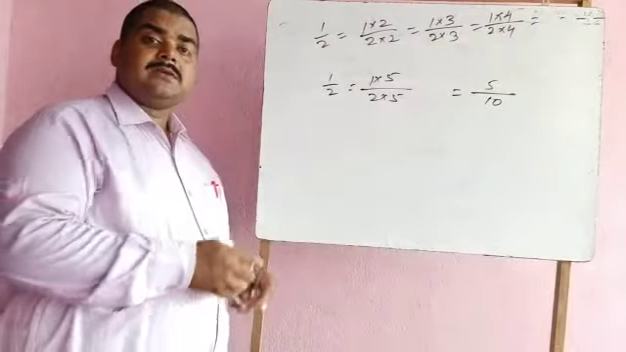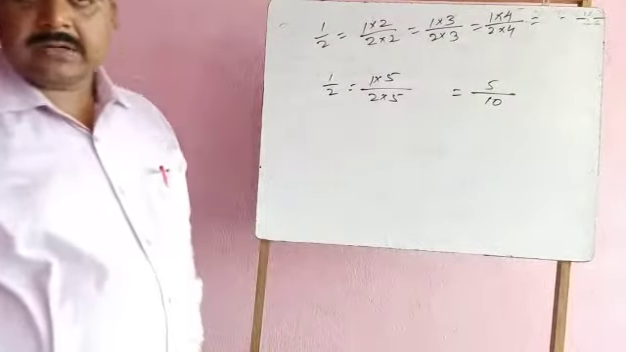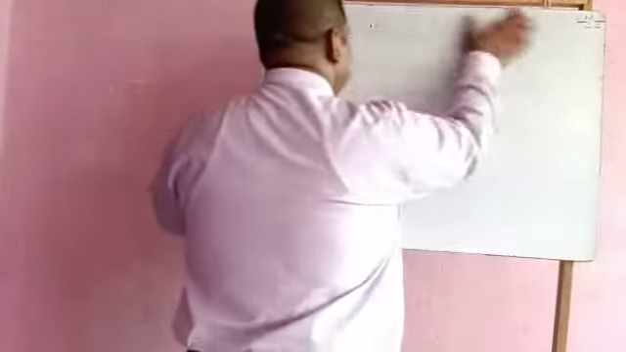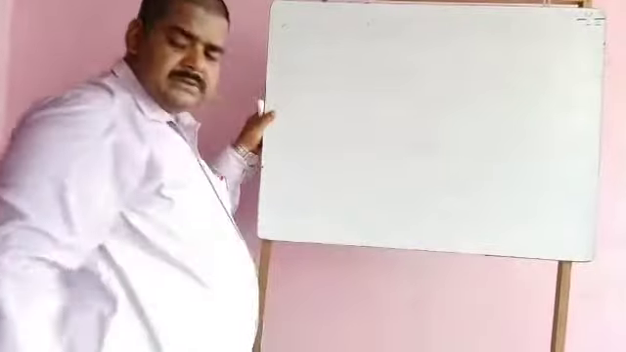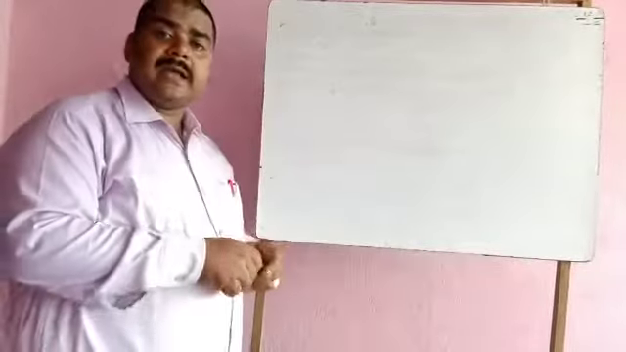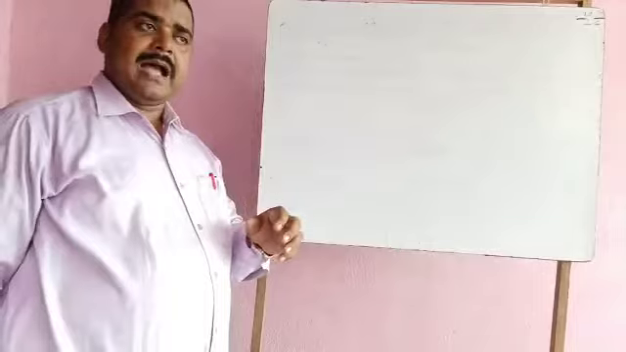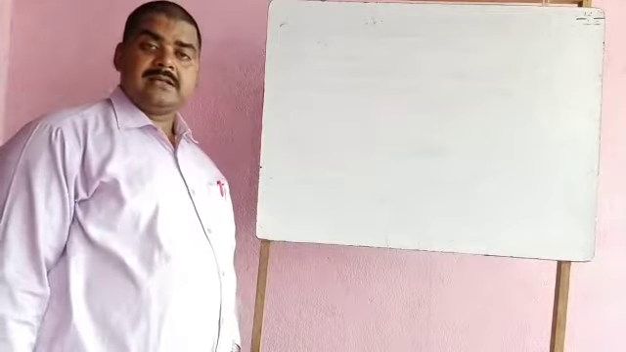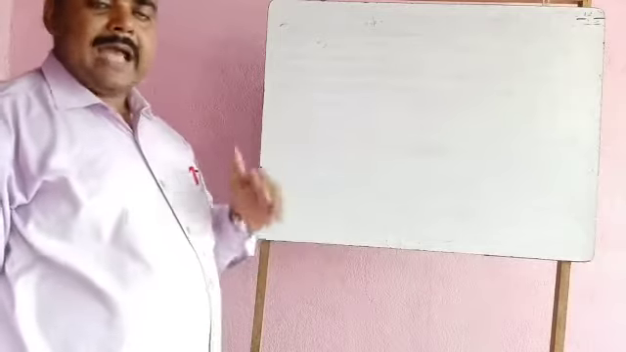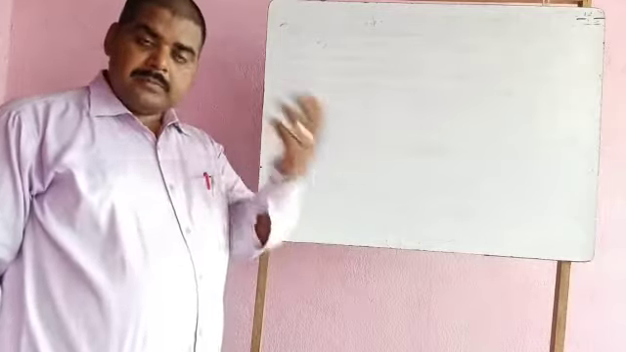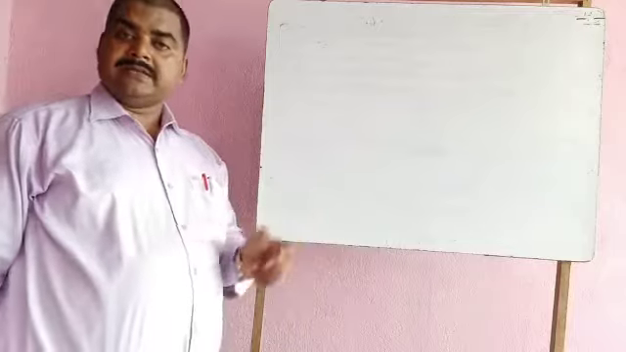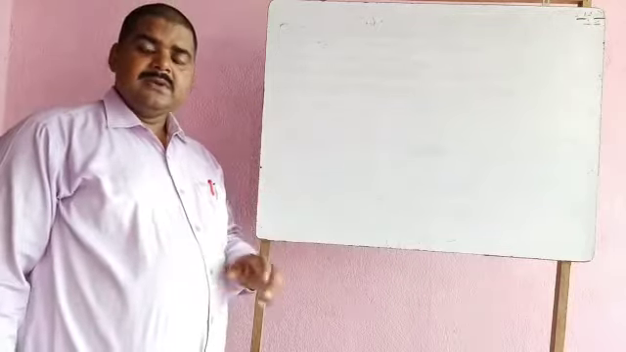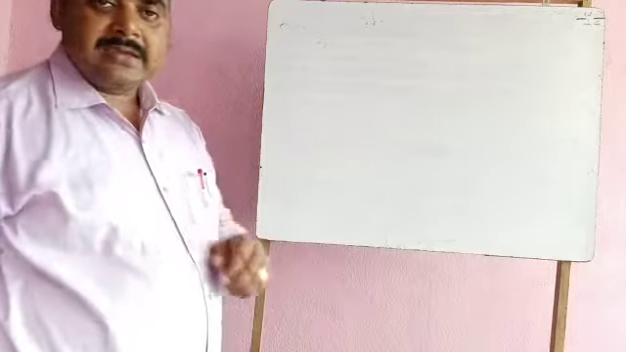The second point is the types of rational numbers. My dear students, there are two types of rational numbers: positive rational numbers and negative rational numbers. If the numerator and denominator have the same sign, both positive or both negative, then it is known as a positive rational. And if they have different signs, the denominator is positive and the numerator is negative, or the numerator is positive and the denominator is negative, then it is known as a negative rational.